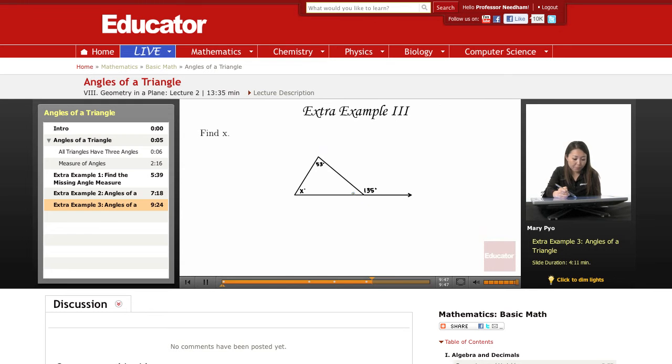I don't have this angle measure either. Remember, if I need to find the third angle measure, I need to have the other two, right? So I have this one. I need to have this one also. If I don't have this, then I don't know how many goes here, right? So I need to find this one first. Now, I have to use another method to find this angle measure.